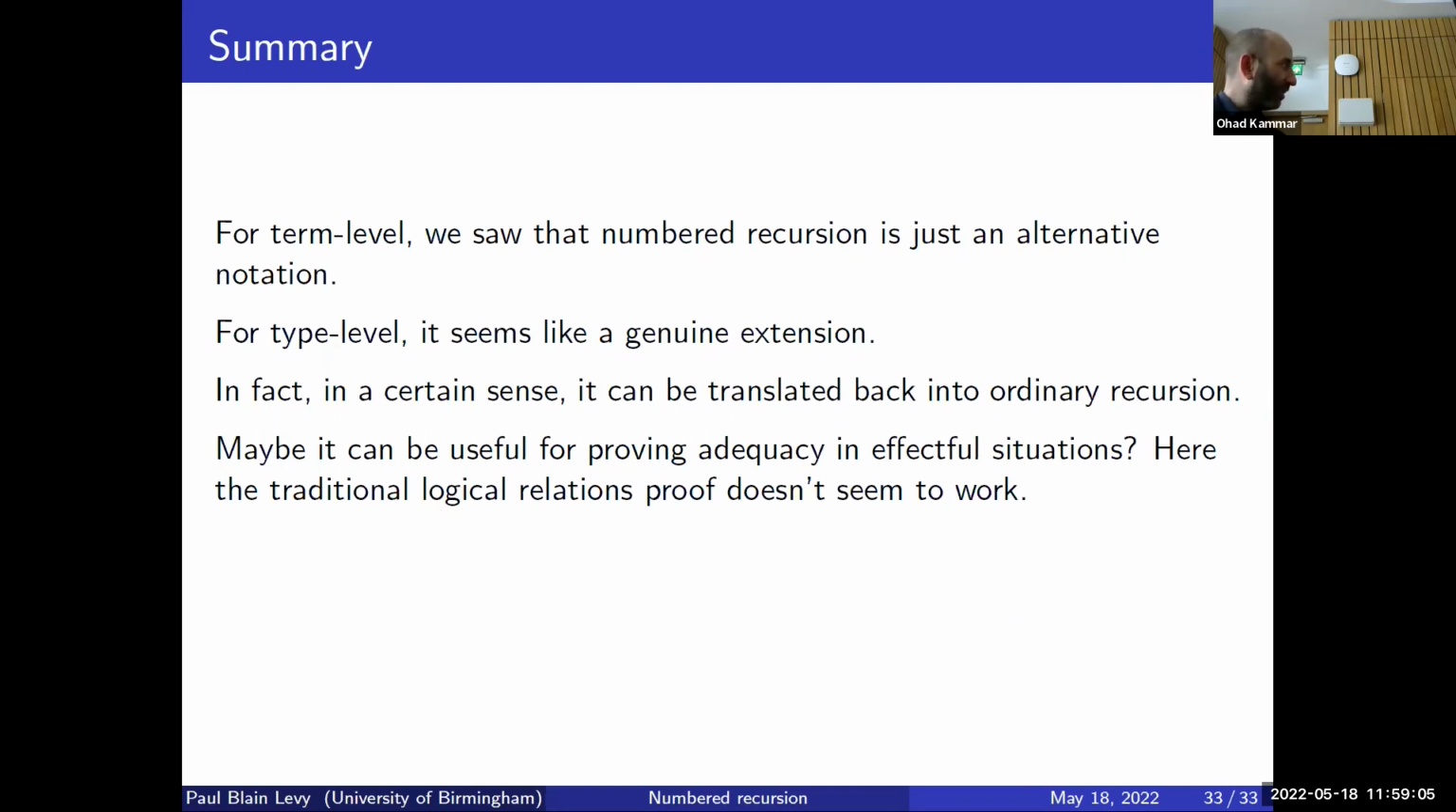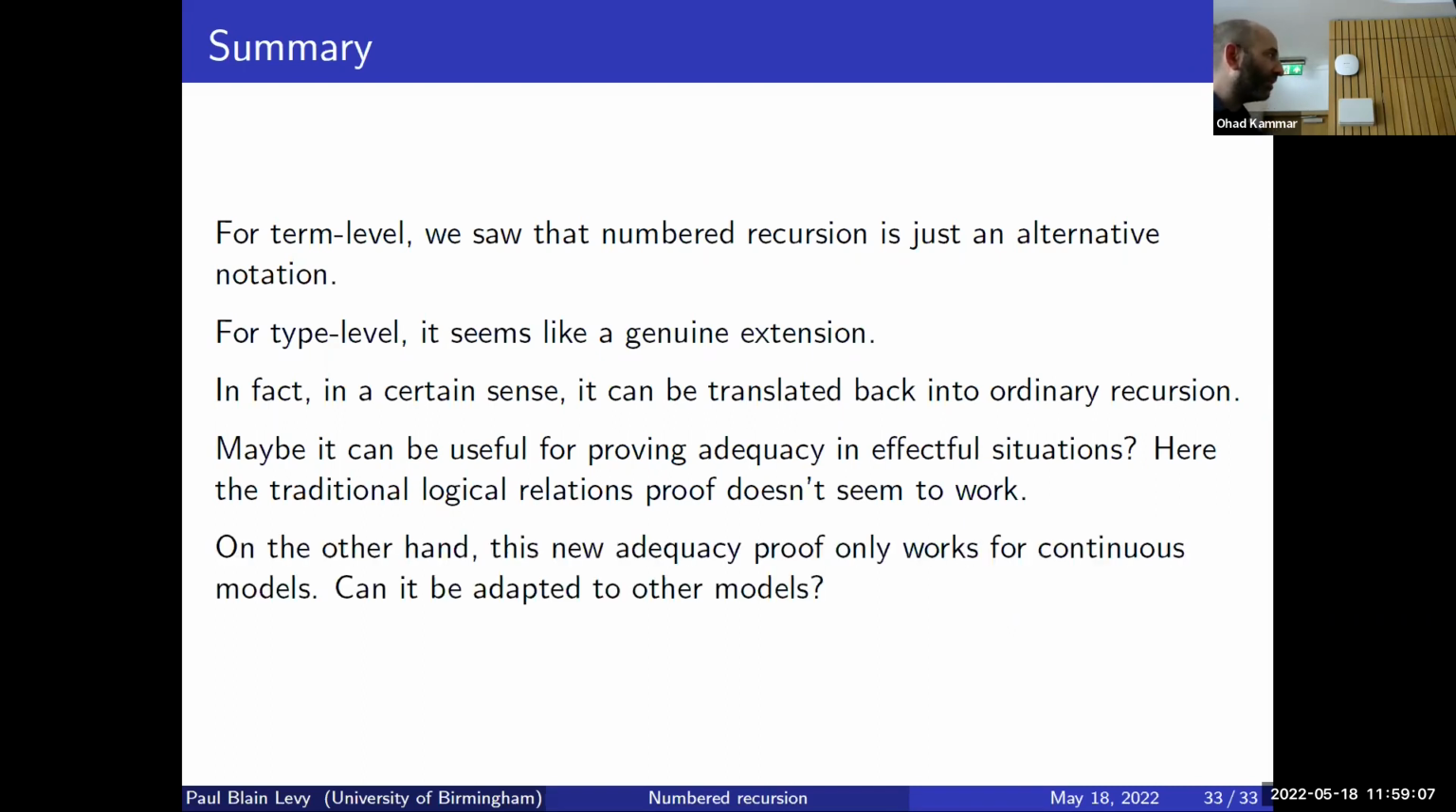So I'm hopeful that this approach to proving adequacy is useful in effectful situations. However, there is one thing that I'm not at all happy with, which is that this adequacy proof really uses the fact that everything in the model is continuous. There are also models of interest where things are not continuous. This often comes up when we're working with countable non-determinism. You relax continuity to omega-1 continuity.